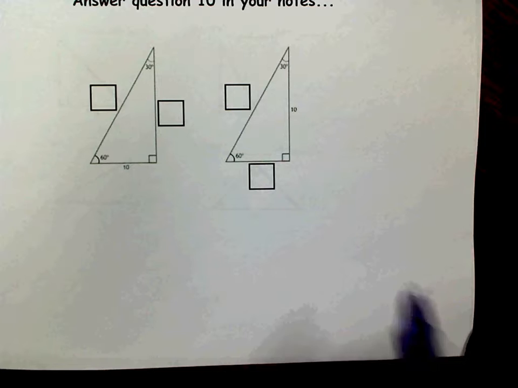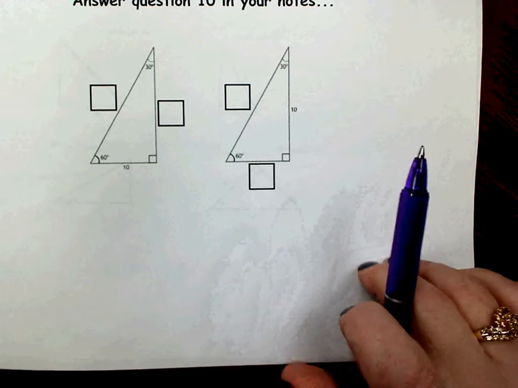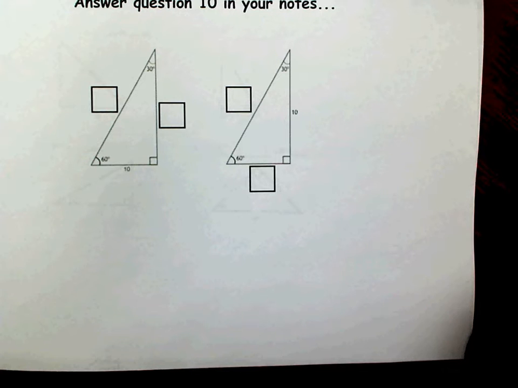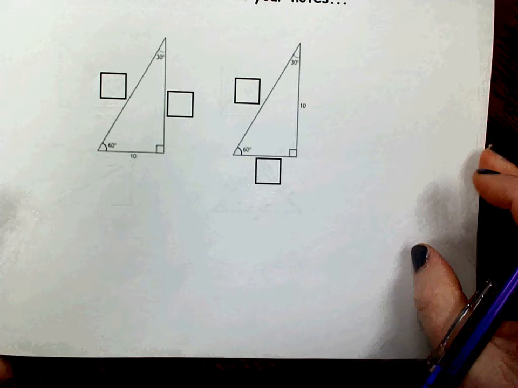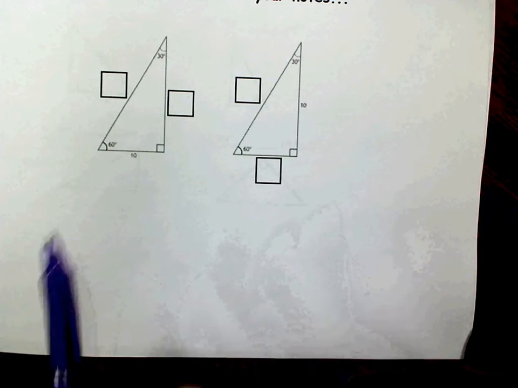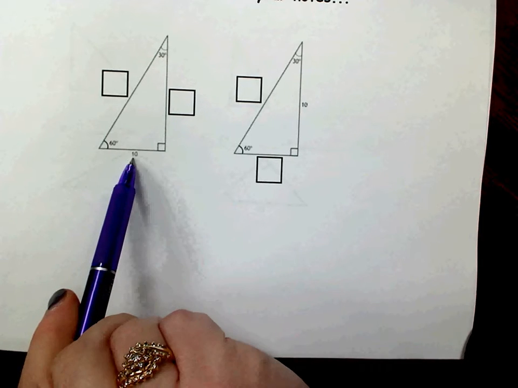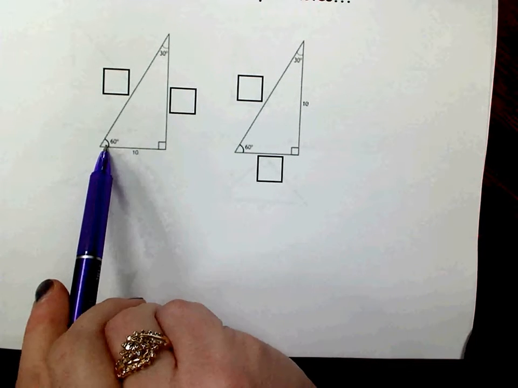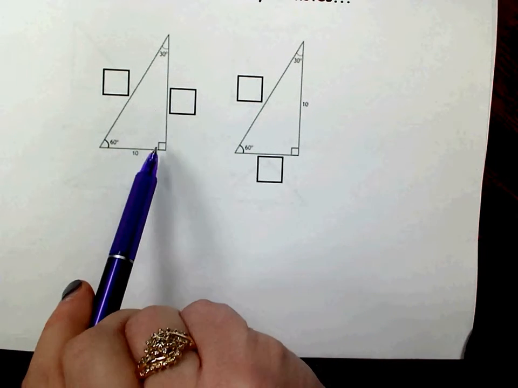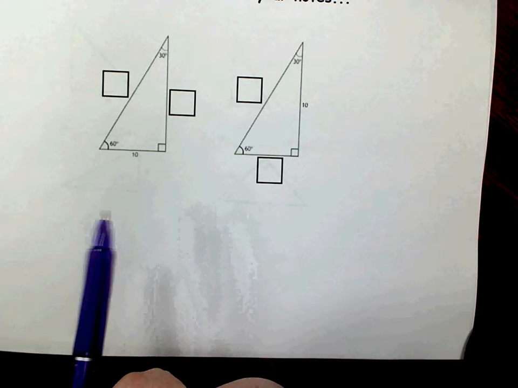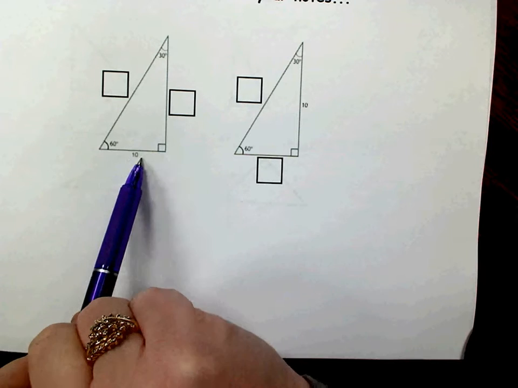Now the 45, 45, 90 triangle only had 2 rules. You either were multiplying by the square root of 2 or you were dividing by the square root of 2. The 30, 60, 90 triangle actually has 4 rules. So on this one, you're given the side across from the 30-degree angle. That's my short leg. Across from the 60s, my long leg, and across from the 90s, my hypotenuse. Remember, the 2-to-1 relationship occurs between the short leg and the hypotenuse.